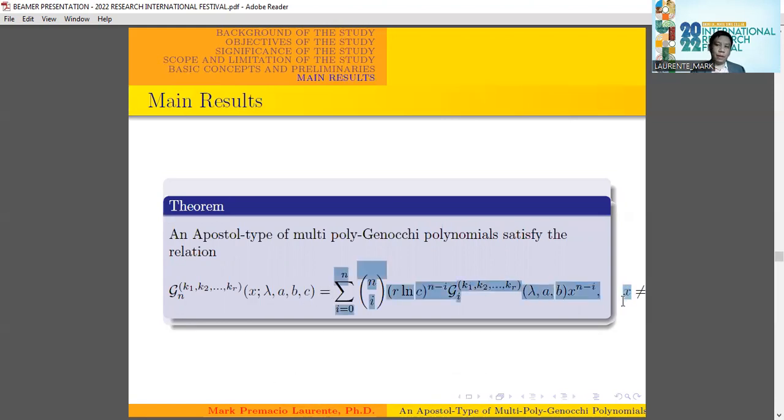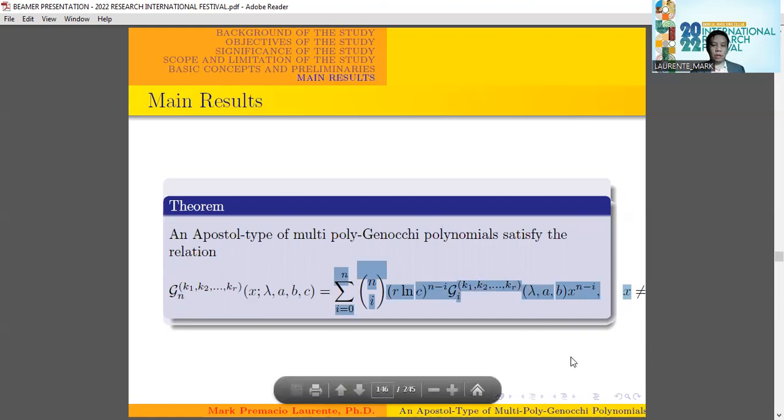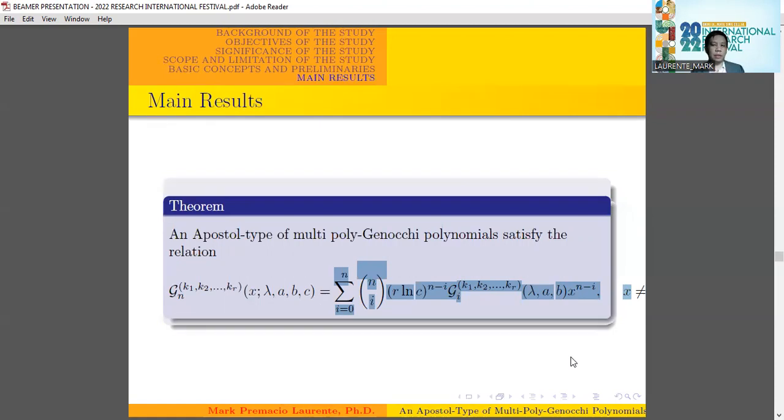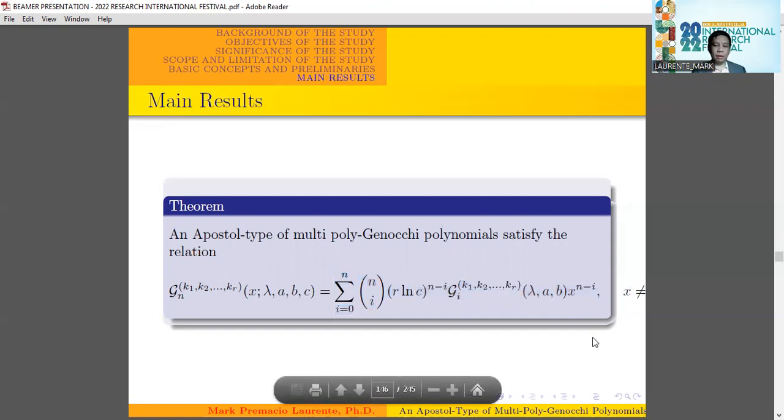Now, for the proof of this, you can inquire with me if you want to prove this one. I cannot give the details here because this is about to be published. I'm still working on the improvement of this paper.